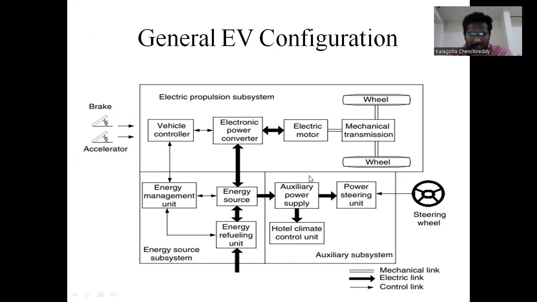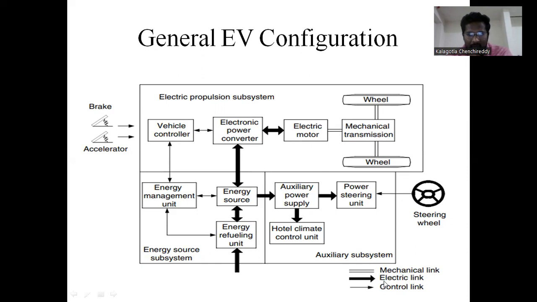Now, I will explain one by one. Here there are three kinds of links. One is the mechanical link. Here, the two lines are mechanical links. One converts electrical motor power to the mechanical transmission line. Next, the mechanical transmission is connected to the wheels. In this total EV configuration, the mechanical link is used in only two places: electrical motor to mechanical transmission, and mechanical transmission to wheel.